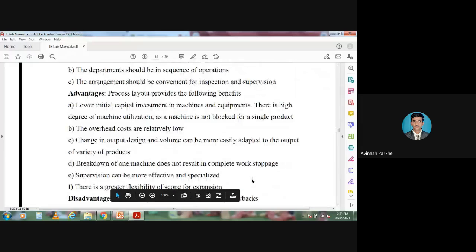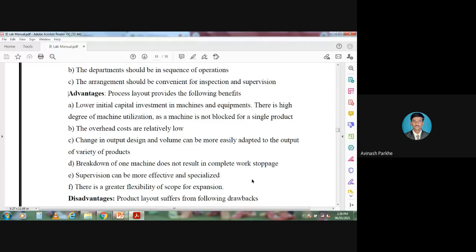Based on this you have one experiment, and in the list of questions I have already given one question: give the difference between process layout and product layout. So based on this experiment number 6, you have to write the experiment as one question, that is, the difference between process layout and product layout.